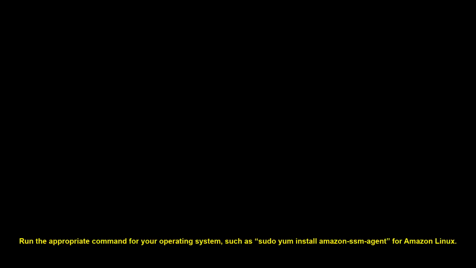To install it manually, connect to your instance using SSH. Run the appropriate command for your operating system, such as sudo yum install amazon-ssm-agent for Amazon Linux.